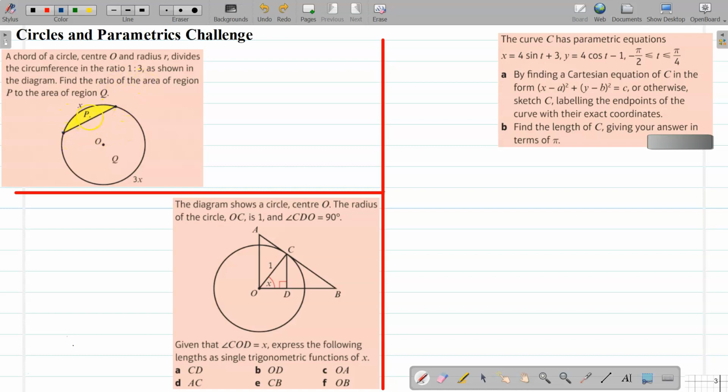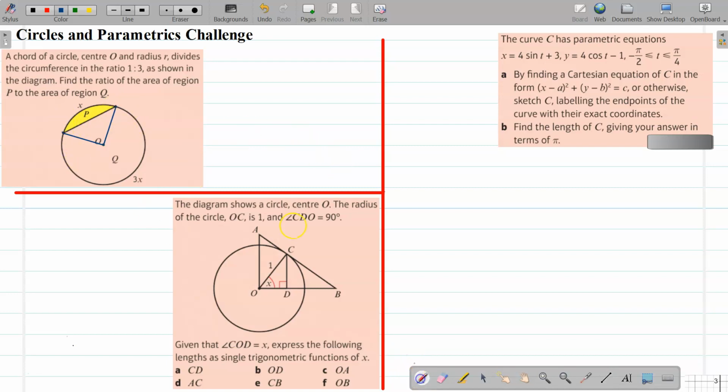We've got the area P, which is a minor segment of a circle, and the area Q is the major segment. And very conveniently, because this chord here divides the circumference in the ratio 1:3, we know that we're actually dealing with a quarter of a circle. All right, so that makes the whole problem quite easy. So we go from there to the center, and from the center up to there, that's a right angle because it's 1/4 of a circle.